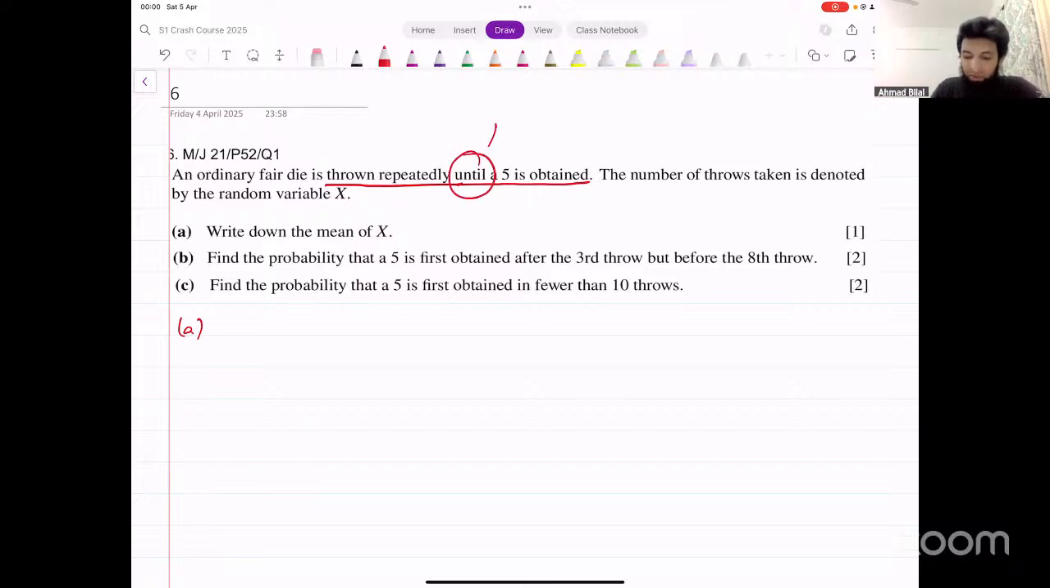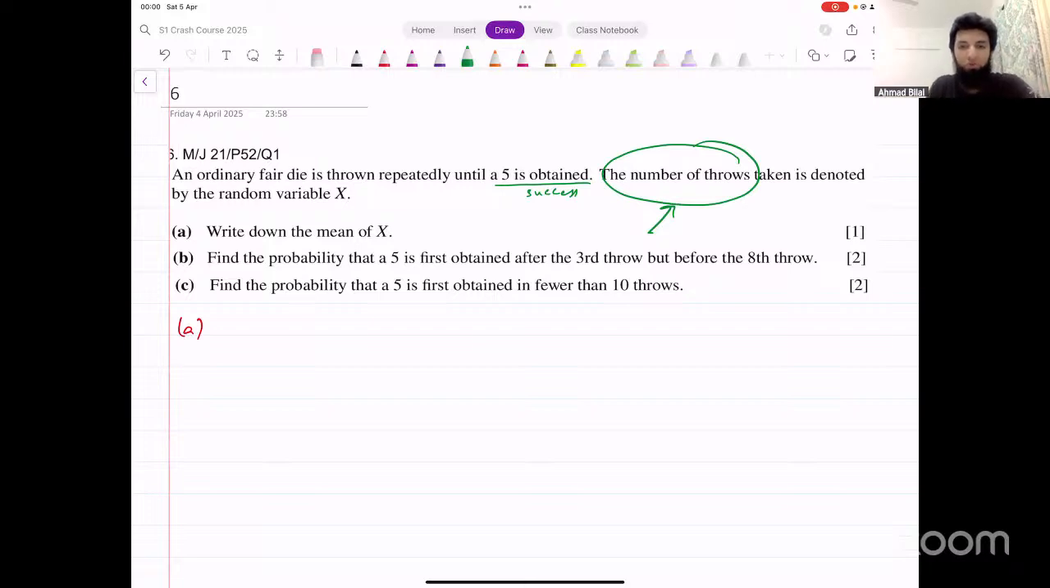This "until" is also a keyword for geometric. So you keep repeating something until something happens, until you get success, right? So if we define 5 as a success, this is a geometric distribution. The number of throws are denoted as x, and that's what we have in geometric distribution: number of throws, number of attempts, right? So it's a geometric distribution.